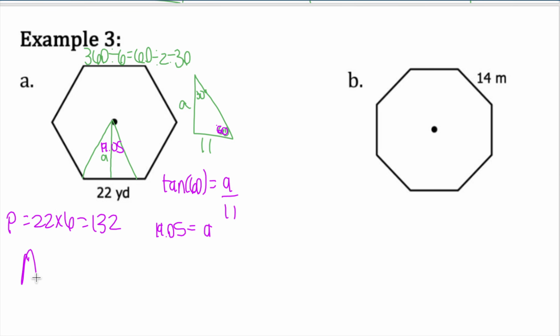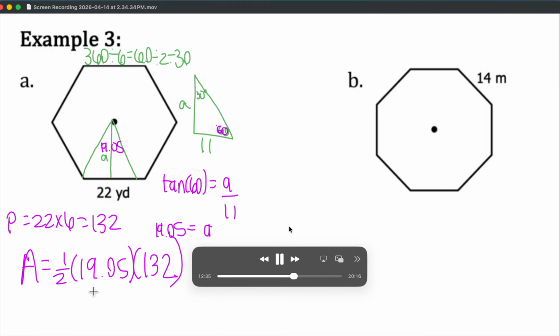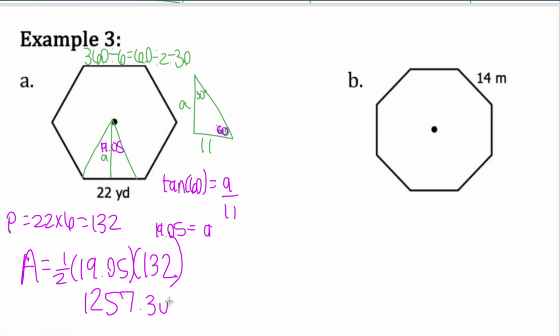So taking my formula, 1/2 of 19.05 times 132 is going to give me 1,000... Oh, it's taking me so long in this recording. 1,257.3 square yards. Okay. Again, letter B will be up to you to solve on your own. So if you want to pause here, you can. And when you're ready to check it, go ahead and click play.